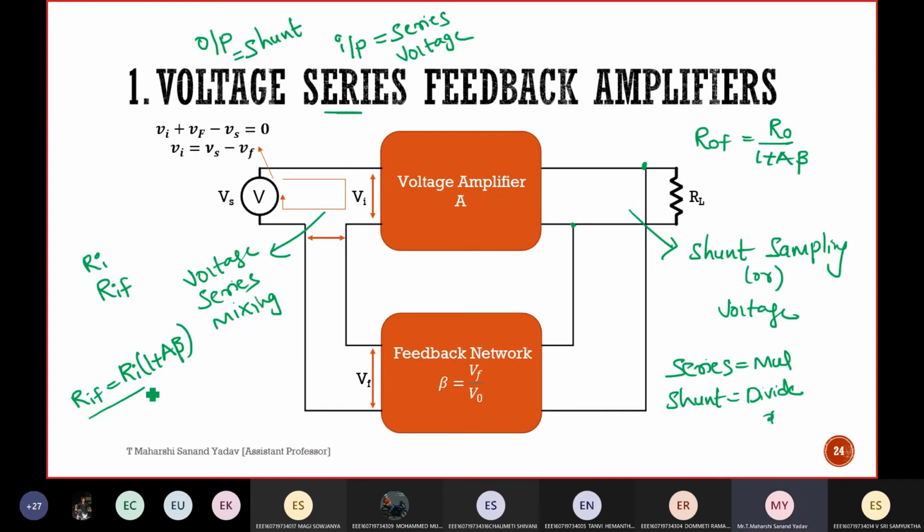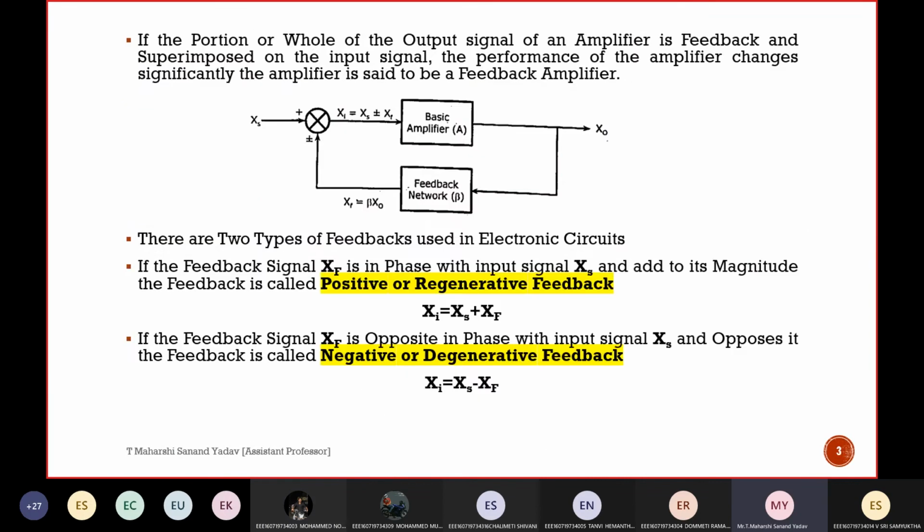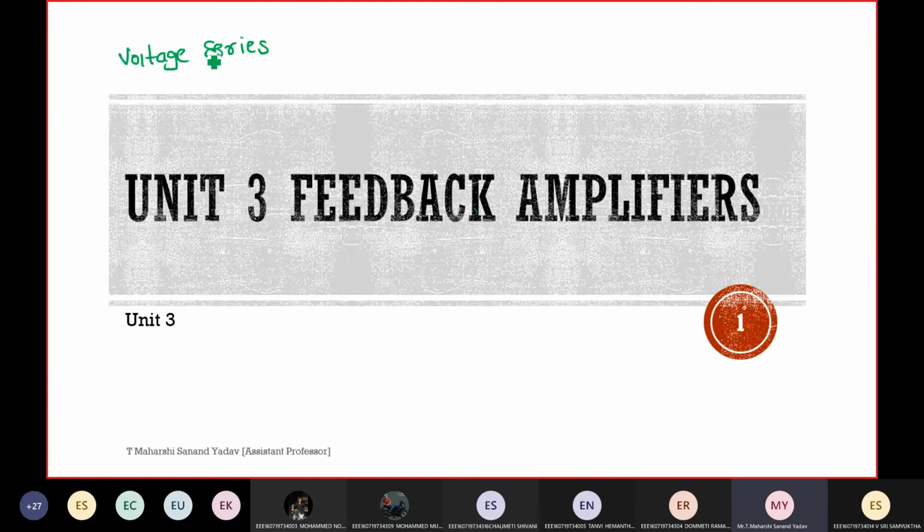So here, if it is multiplying, then is input impedance increasing or decreasing? Increasing. Correct. Here I'm dividing, then decreasing. So in the same manner, can you tell me for all the other models now? We have seen for voltage series. Now you tell me for voltage shunt.